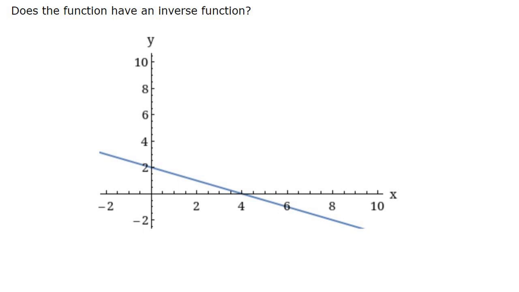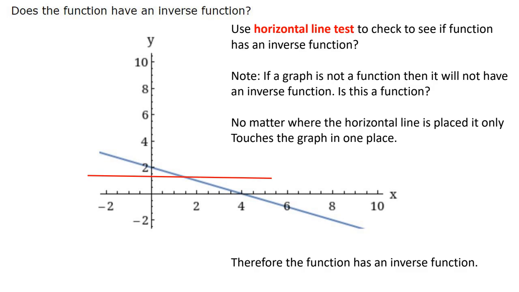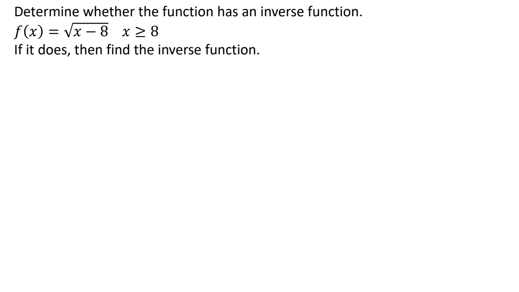Okay, another question is, does a function have an inverse? To determine if something's a function, you use a vertical line test. But to determine if it has an inverse, we can use a horizontal line test, which I drew here in red. And if this horizontal line test touches your graph in one location, then it's going to have an inverse. But if it touches in more than one, then there's no inverse. So this one has an inverse.